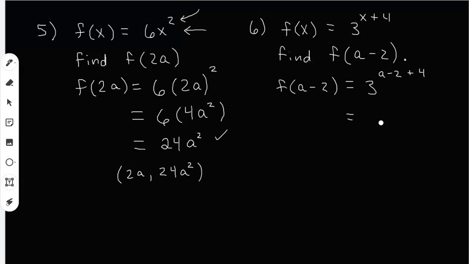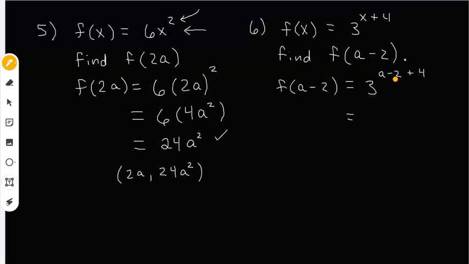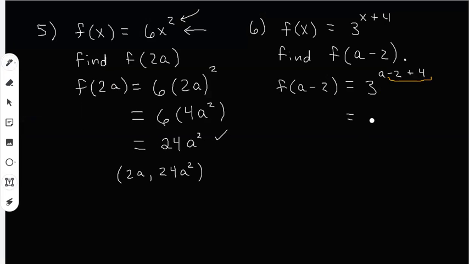So what happens here? Well, the only thing I can do is combine the negative 2 and the positive 4. So that's what I'm going to do first. And negative 2 plus 4 is going to give me positive 2. So I'm going to have a plus 2. And that's pretty much the only thing I can do, right? So now when I write my ordered pair, my a minus 2 is going to come first. And then my y value is going to be 3 to the a plus 2 power.